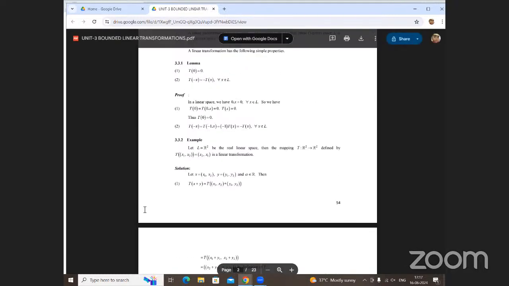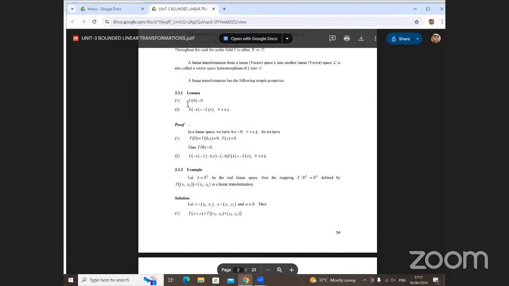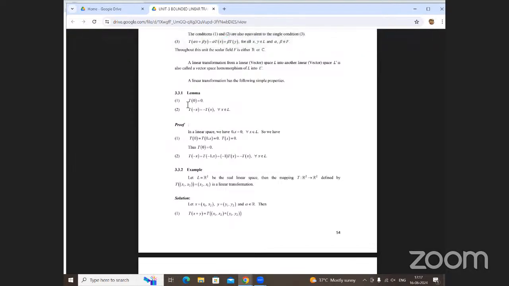Now here is one of the properties of linear transformation, that is, see this lemma 3.3.1.